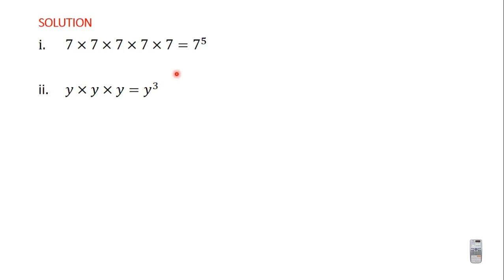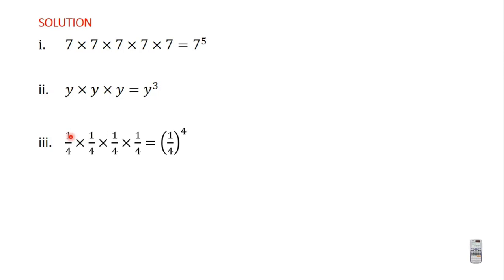Let's pick the next question. We have y times y times y. This can be written as, we pick one of the numbers here, y, then to the power 3, because y is multiplying itself 3 times. So it means that here y is the base and 3 is the index, the exponent, or the power.